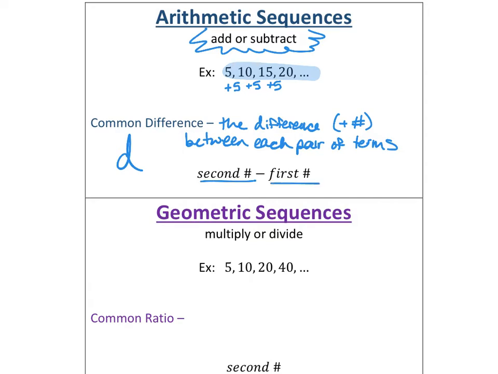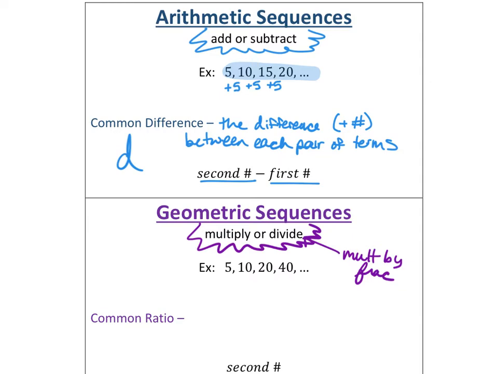The second type of sequence that we're going to talk about is called a geometric sequence. A geometric sequence is found when we either multiply or divide numbers to go from one term to the next. You can think about dividing as more of multiplying by a fraction. That's a better way to think about the dividing part of a geometric sequence.